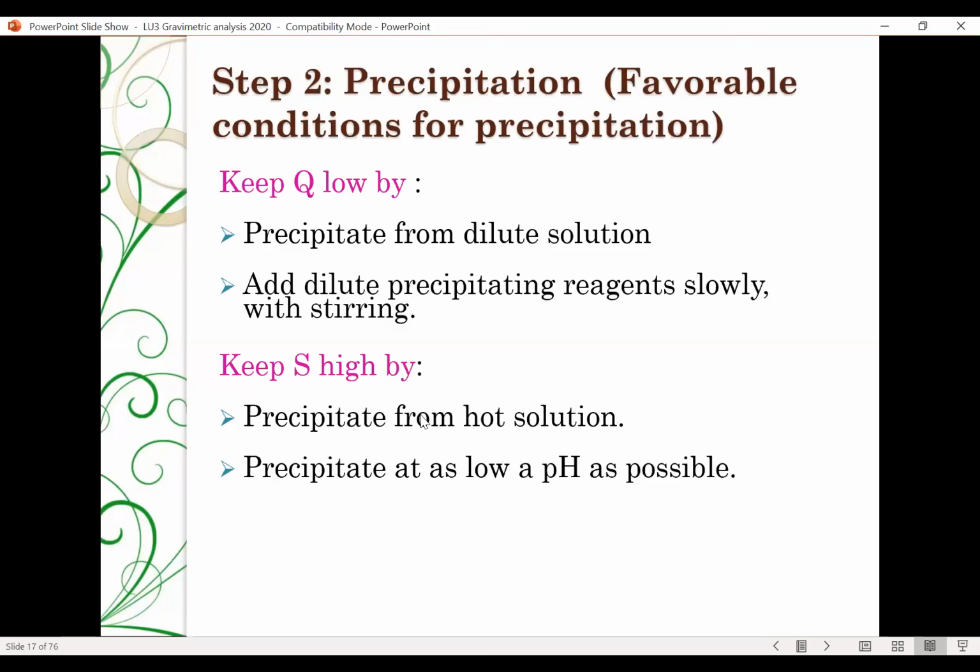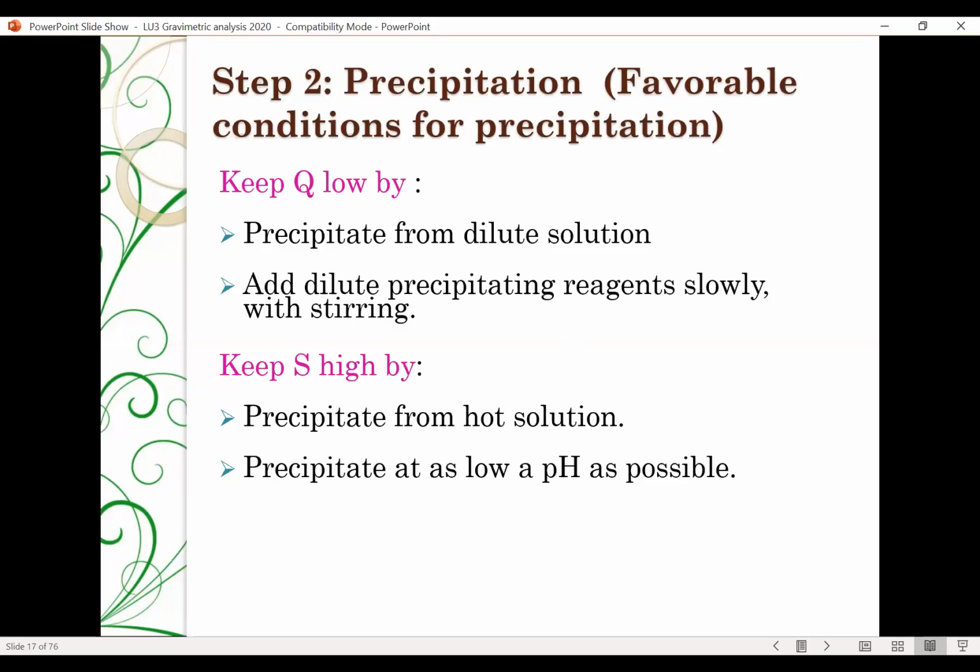We keep S high by precipitating from hot solution. Make sure that you precipitate from hot solution so that there is more movement of particles, and it enhances the reaction between the precipitation reagent and the analyte. Precipitating at as low a pH as possible is another way to keep the S high.